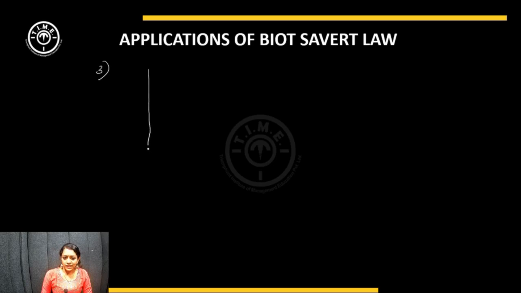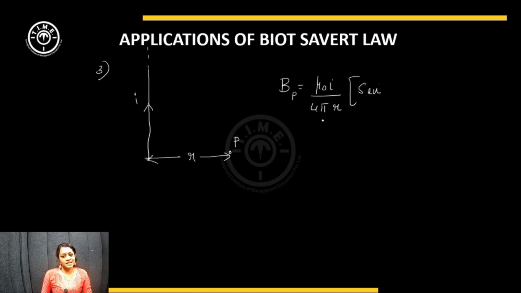Here also we are considering a current carrying conductor which carries a current I. But here one end of the conductor is infinite and the other end is finite. And we are considering the point P near the finite end at a distance r from the conductor. Now we are going to write the equation of magnetic field at point P as the same equation, mu 0 I divided by 4 pi r into sin phi 1 plus sin phi 2.